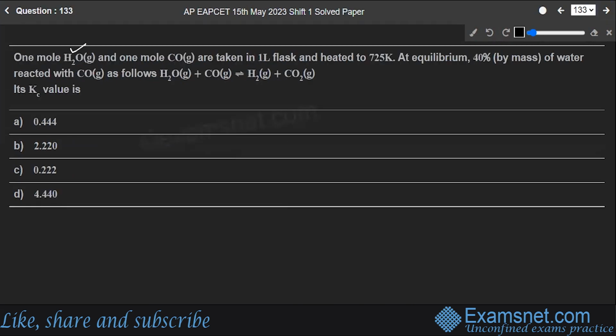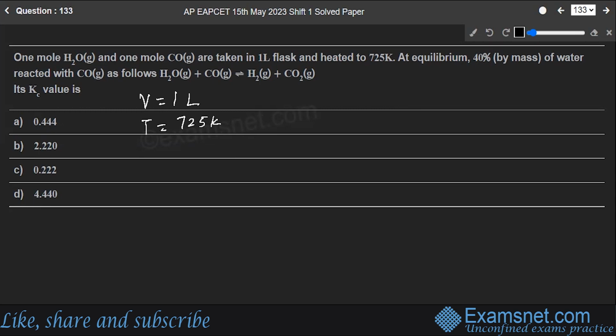1 mole of water gas in the gaseous form and 1 mole of carbon monoxide in the gaseous form are taken in 1 liter flask and heated to 725 Kelvin. At equilibrium, 40% by mass of water is reacted with carbon monoxide gas as following. Its Kc value is, okay. So here you have the volume as 1 liter given, and let's say the volume is equal to 1 liter, and the temperature is 725 Kelvin.